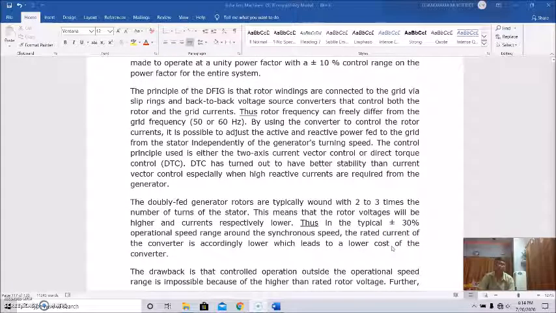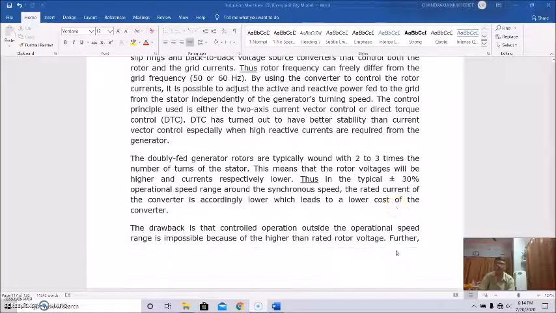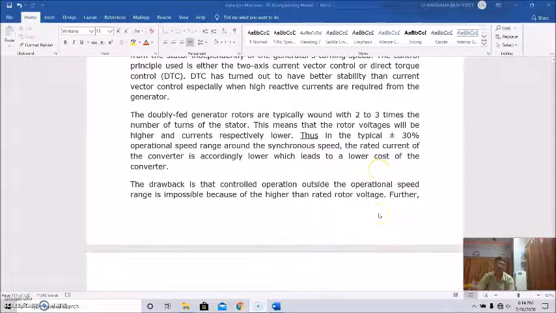The doubly fed generator rotors are typically wound with 2 to 3 times the number of turns of the stator, and this means that the rotor voltages will be higher and currents respectively lower. Thus in the typical plus or minus 30% operational speed range around the synchronous speed, the rated current of the converter is accordingly lower, which leads to a lower cost of the converters. And definitely the drawback is that controlled operation outside the operational speed range is impossible because of the higher than rated rotor voltage.